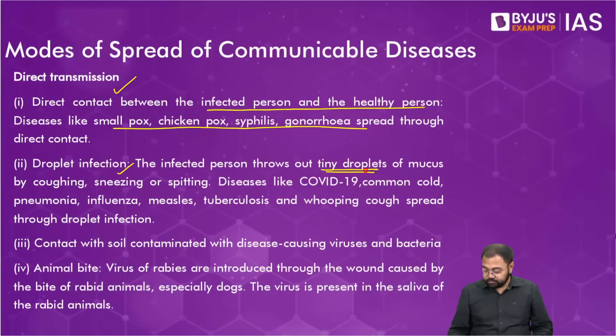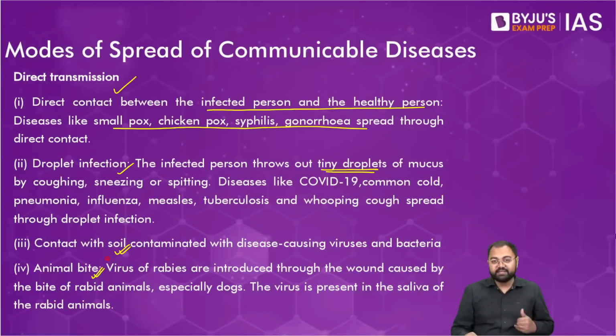Then, after that, another way could be contact with soil, often seen in small children, where the soil might be contaminated and they get in contact with it. Then also animal bite, like rabies. In case of rabies, if a rabid animal, let's say a rabid dog, bites a person, then that person also can get infected with rabies. So animal bite can also transfer the disease from the animal to the human.